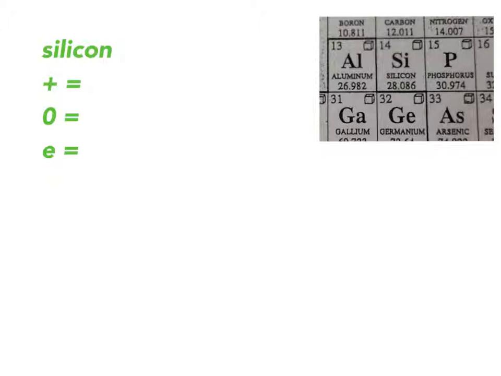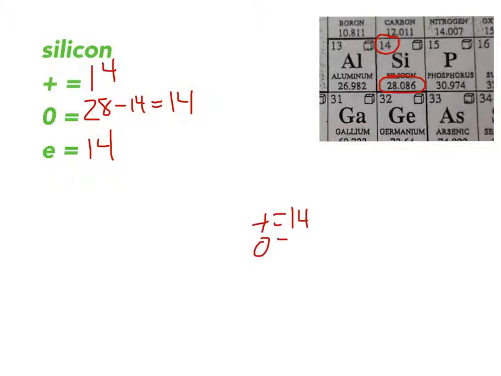More. This one is silicon. So silicon, we take a look at that atomic number being 14. Put that for protons, put that for electrons. We then use the atomic weight, which is 28.086, which rounds to 28. Subtract 14, and we get 14. So now we're ready to draw. Protons equals 14, neutrons equals 14.